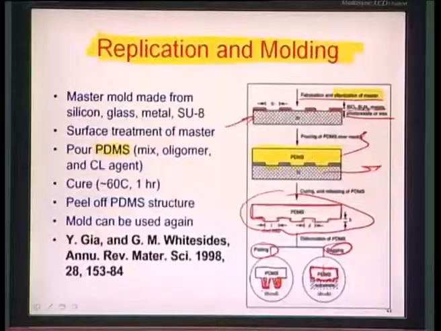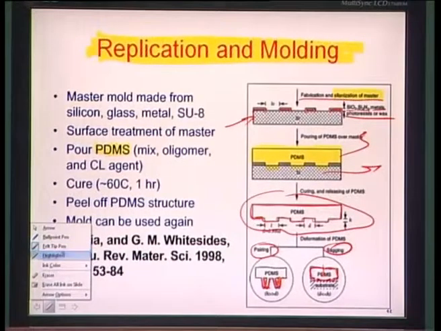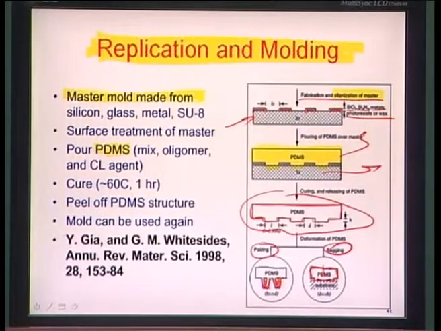So in a nutshell, in this replication process, you start with a master mold made from silicon, glass, metal, or SU8. You surface treat the master, pour PDMS, which is a mix of oligomers and cross-linking agent, cure this at about 60 degrees Celsius for 1 hour, peel off the PDMS structure, and then the mold can again be used in the process. That is what replication molding is.